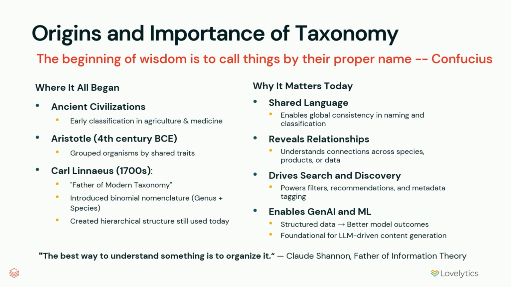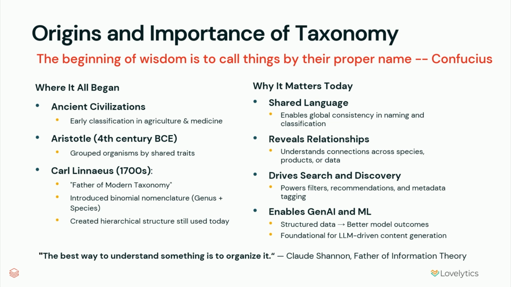I mean, we all know a proper taxonomy serves as a shared language, creates consistency in naming and classification, helps reveal relationships, which can then further drive search and discovery. Again, in today's world with AI, classical machine learning, Gen AI, we can all appreciate the meaning of well-structured, detailed, and curated data. Hence, taxonomy is very important, very relevant today.